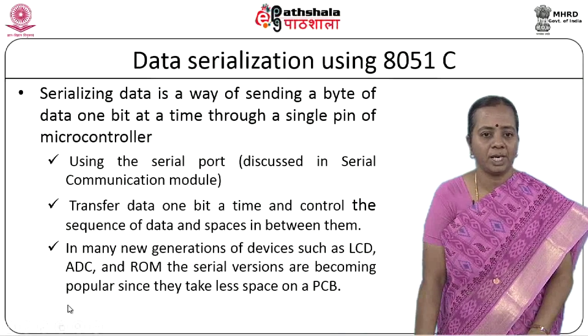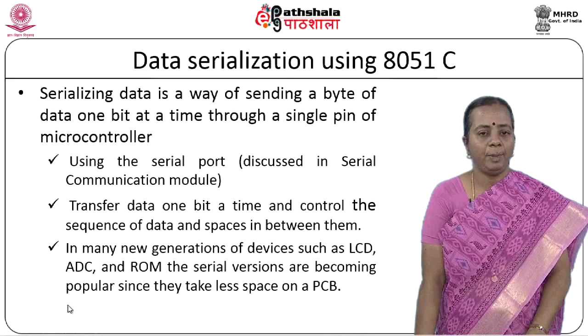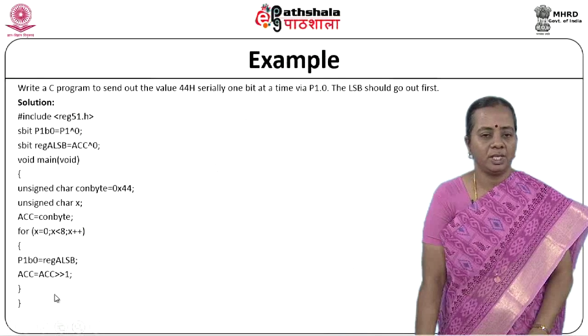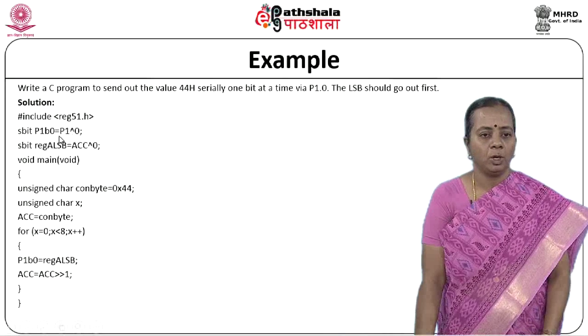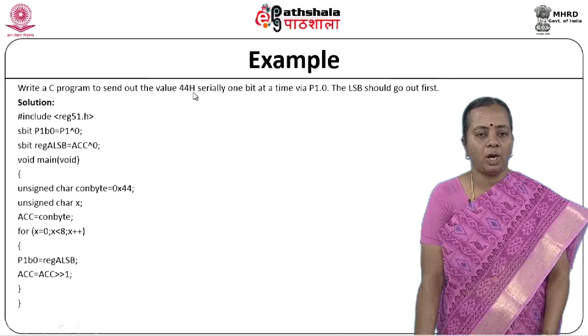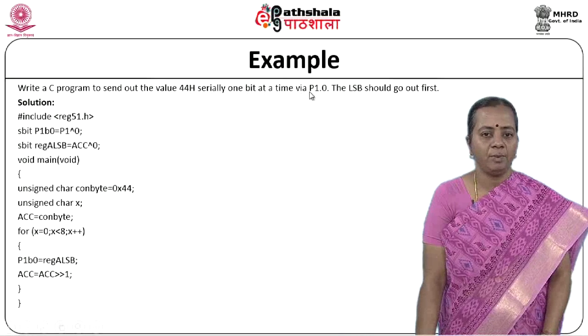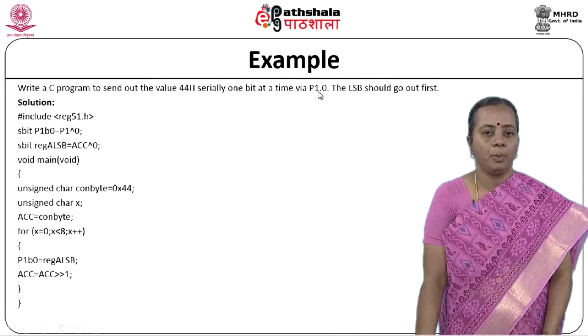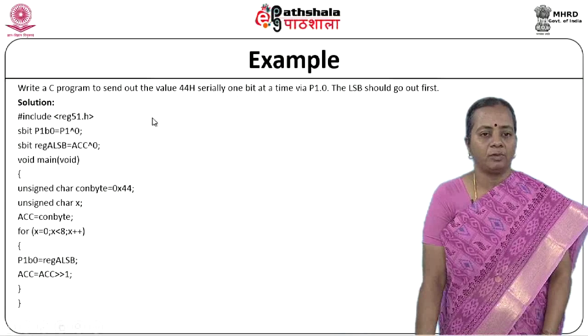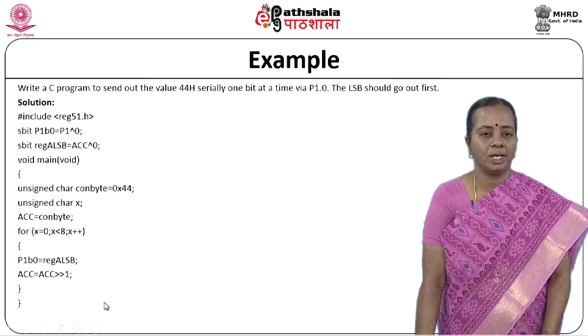When you want to do serialization, that can be done very simply through code also. Just see this example where I made an S bit of P1, P0 is P1.0. Port 1.0 is given as an S bit variable P1 B0. This is code to send out the value 44H serially, 1 bit at a time, through port 1 and 0th pin. LSB should go first. I am sending data serially through pin P1.0 and the data is 44. This code demonstrates how I am serially sending this data.